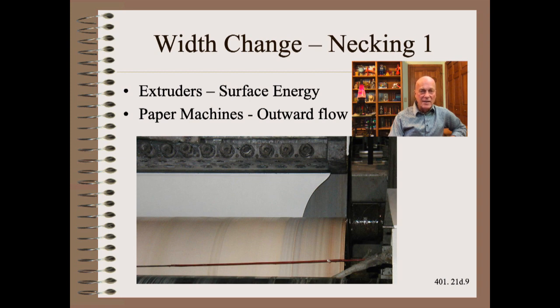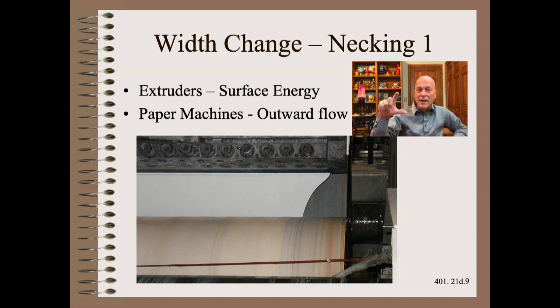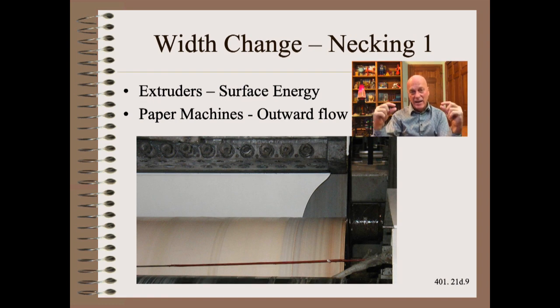Formers, such as cast extruders and paper machines, have inherent width change profiles. Cast polymer extruders will neck in on the edges due to surface energy. This will cause the material to be heavier on the edges, baggier there, and skewed inward. On the wet end of the paper machines, however, the outward flow of the stock means that the ends tend to be lighter and skewed outward.